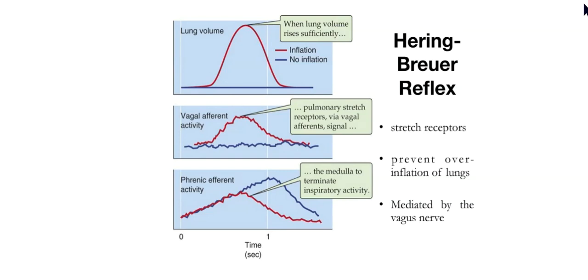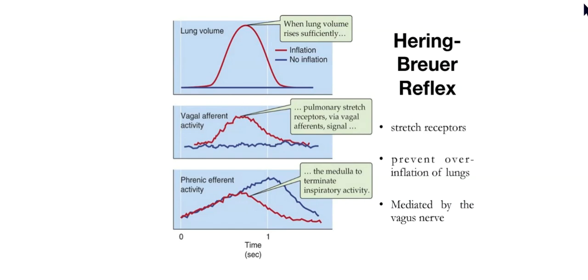Okay? And all you're really seeing here on the bottom is, when the red line shows inflation of lung volume on the top, you see a ramping up of vagal activity and a ramping up of the phrenic efferent activity. So afferent, for those of you that didn't do 503 yet, means it's a sensory signal going to your central nervous system. Efferent is exiting the central nervous system. So afferent is sensory coming in, efferent is motor coming out.